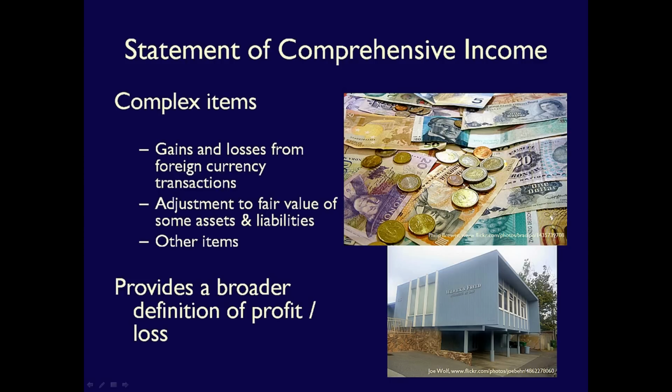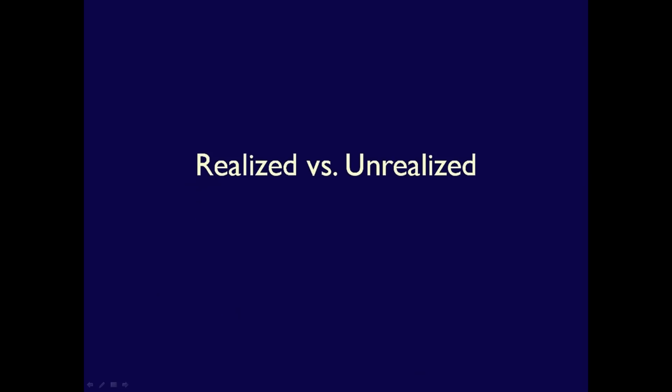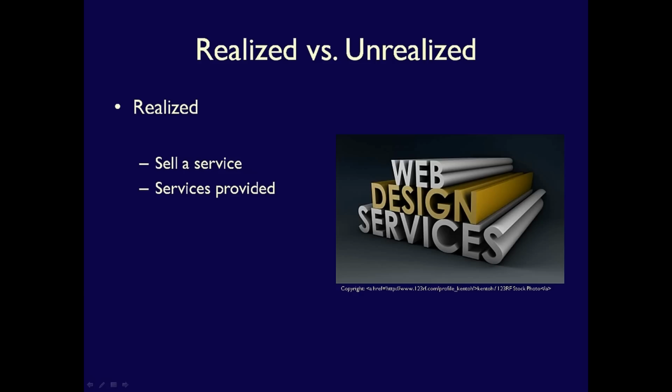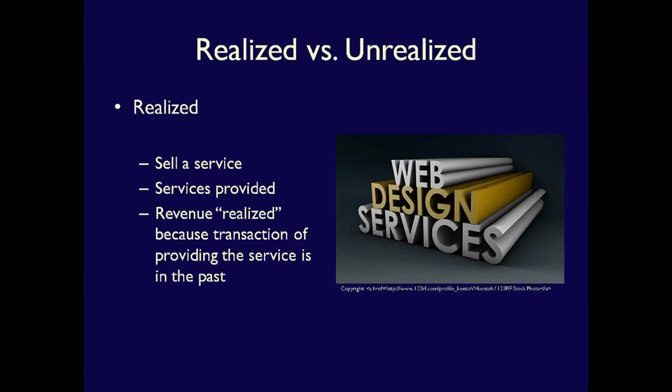The Statement of Comprehensive Income provides a broader definition of profit or loss, one that includes both realized and unrealized amounts. In order to understand unrealized, we'll compare it to the concept of realized. When you sell a service, the sale is in the past. Your company has provided the service to the customer already. Revenue from that sale would go on the income statement because it's realized.